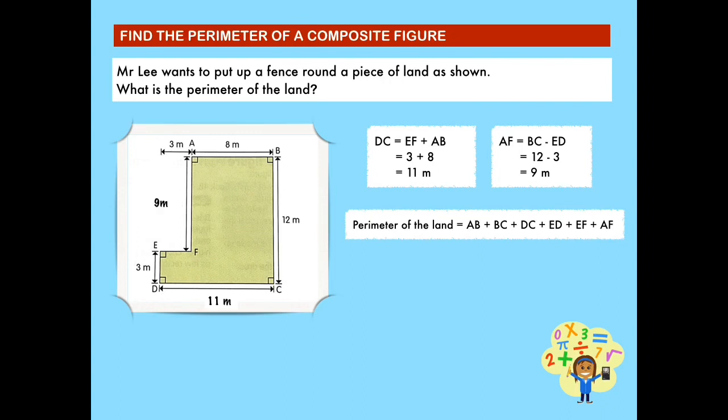Since we already know all the lengths of the sides of the given figure, we can already find out the perimeter of the land. Again, to find the perimeter of the land, we add all of the sides together. Hence, we add 8 plus 12 plus 11 plus 3 plus 3 plus 9, which will be a total of 46 meters. So we say that the perimeter of the land is 46 meters.